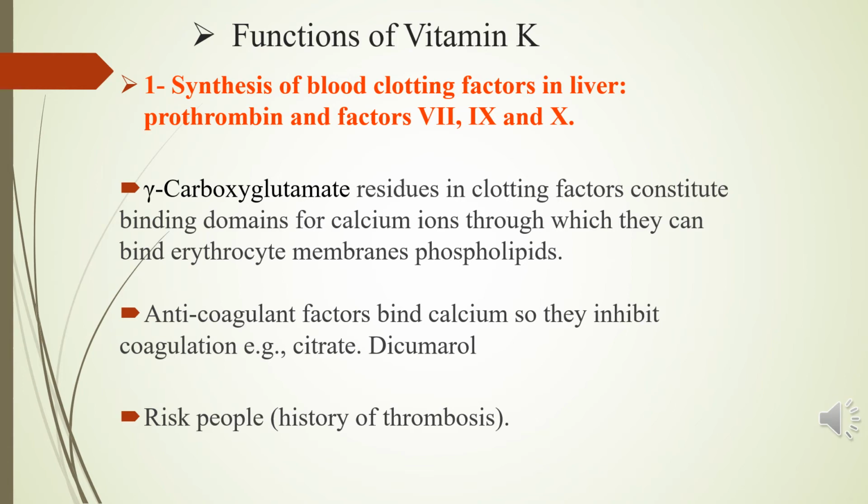But a point has to be remembered. This point is regarding some foods that are not preferred for high-risk people or people with a history of thrombosis. These foods are taken like broccoli, cabbage. They are frequently used in salads, so these foods are better avoided due to their richness in vitamin K.